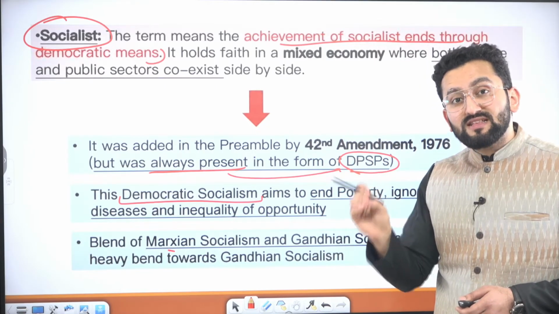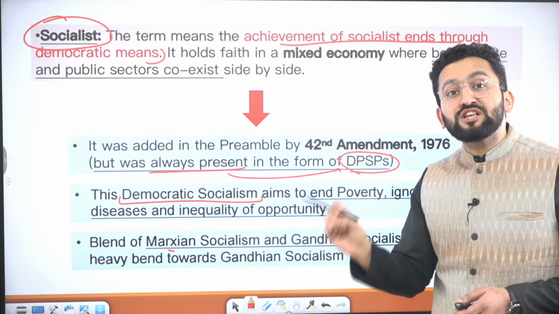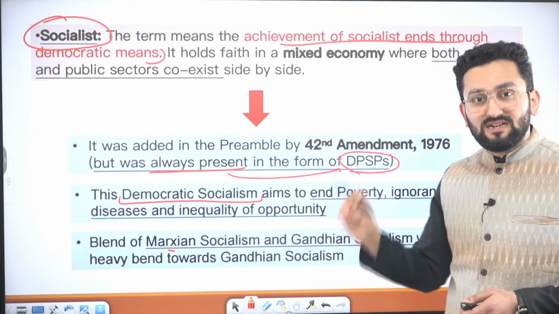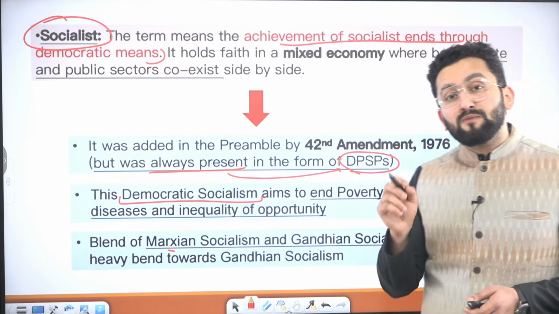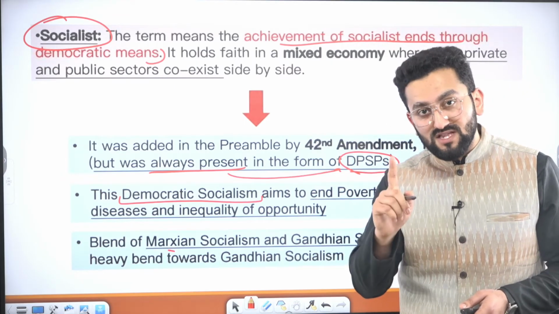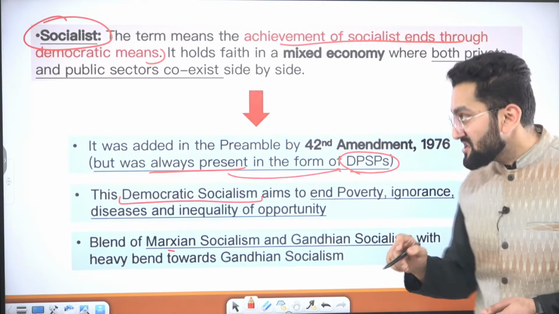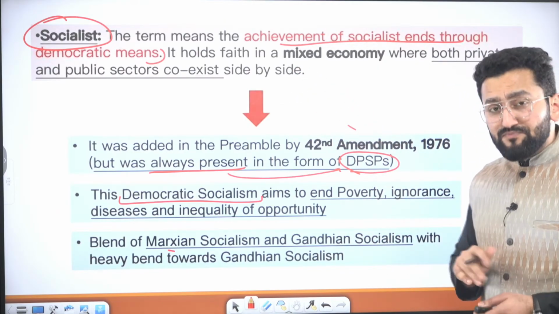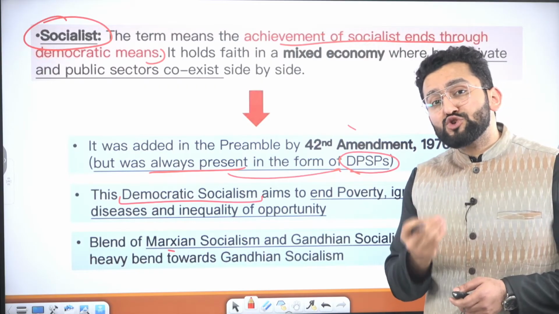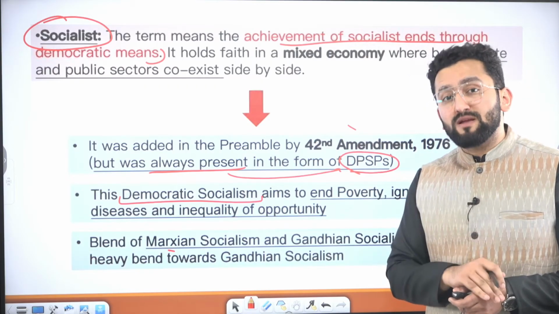Now the point is, this was not part of the original Preamble. It was added later, by the 42nd Constitutional Amendment Act. My friends, our Preamble has been amended only once, during the time of Indira Gandhi ji, and at that point of time the word socialist was added. Now why was this word socialist not in the original Preamble?